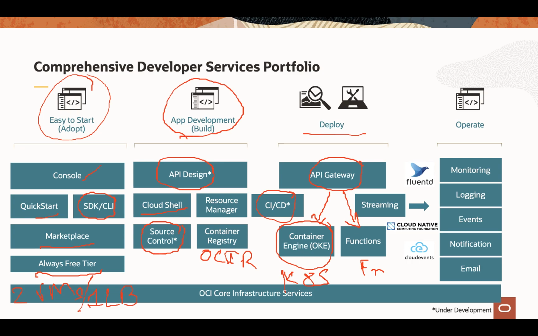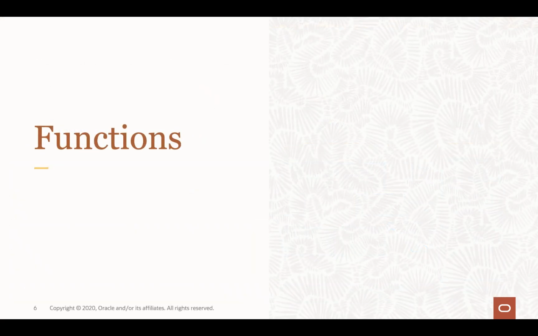Now the operate part, or day two operations. So the first thing is monitoring. So you can use Fluentd, in the logging services, event services, notifications, and email. Okay. So that's about these four different building blocks of the cloud native services product portfolio. Now, in my next couple of slides, I'll be talking about the building blocks of Oracle Functions, and then we will do a deep dive onto that.